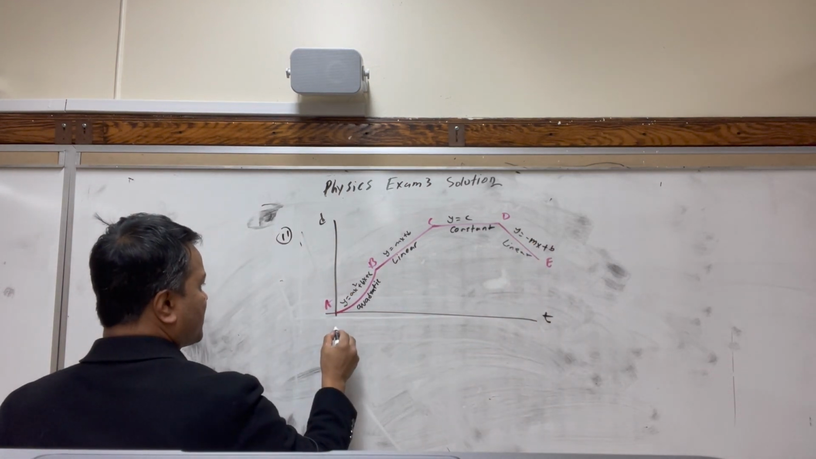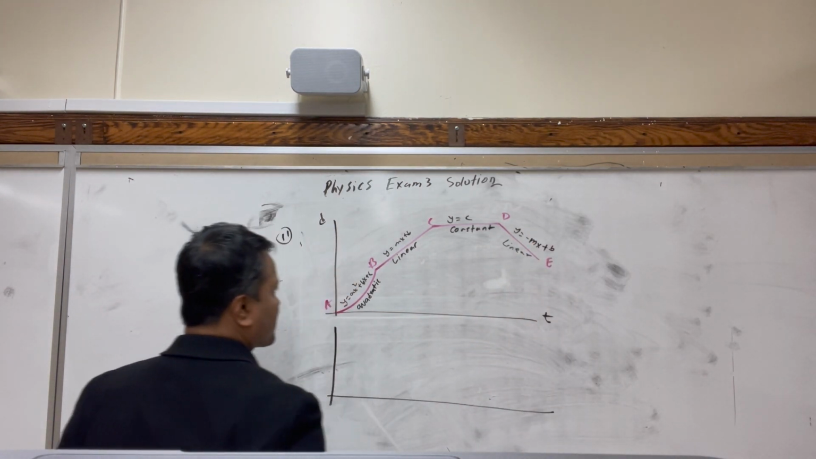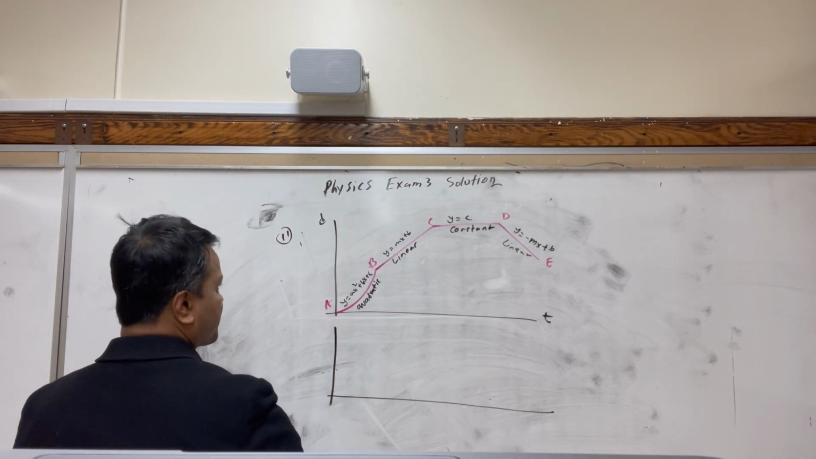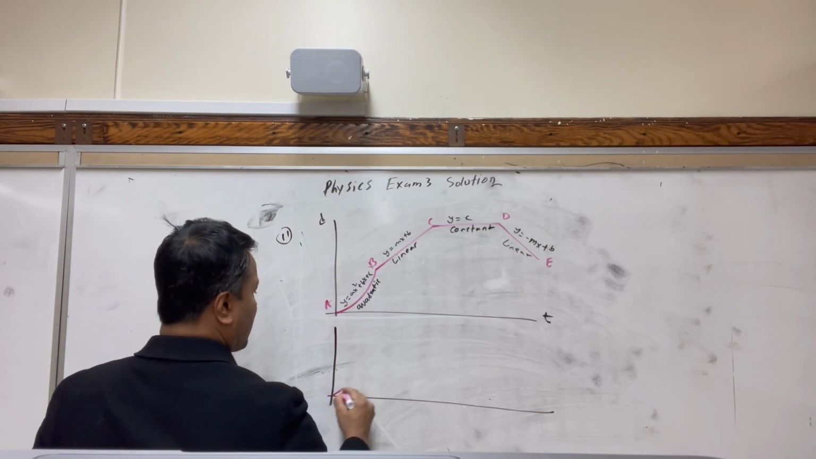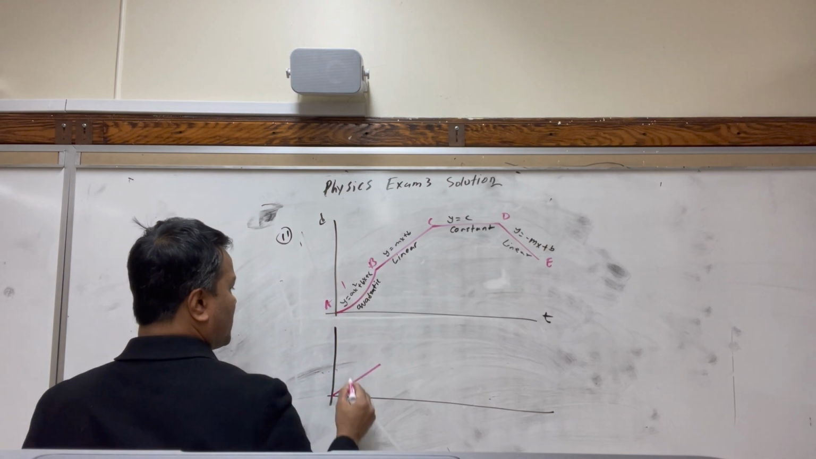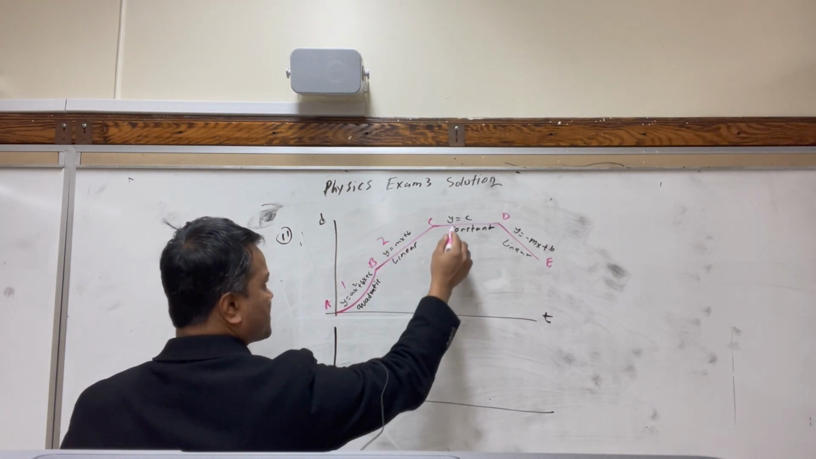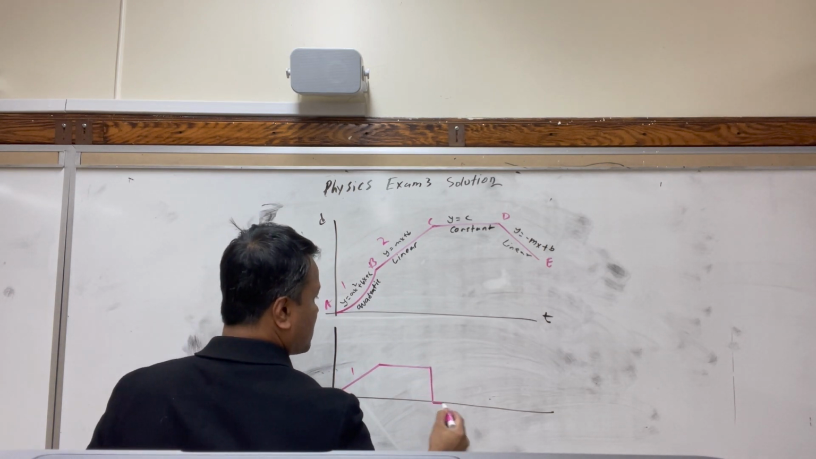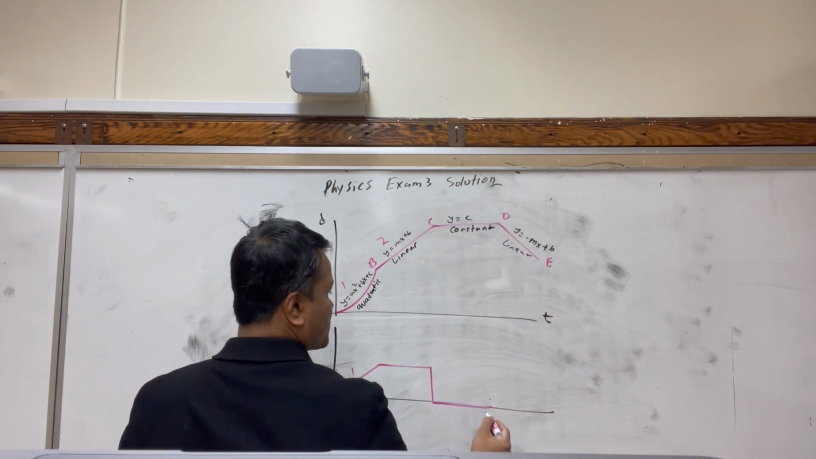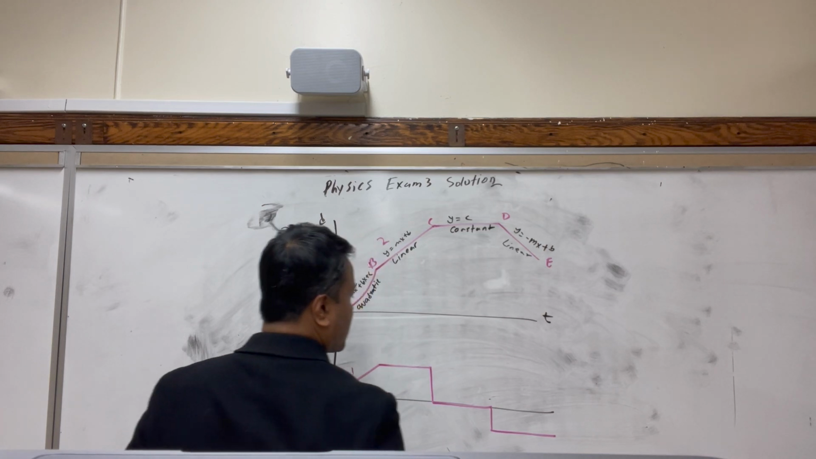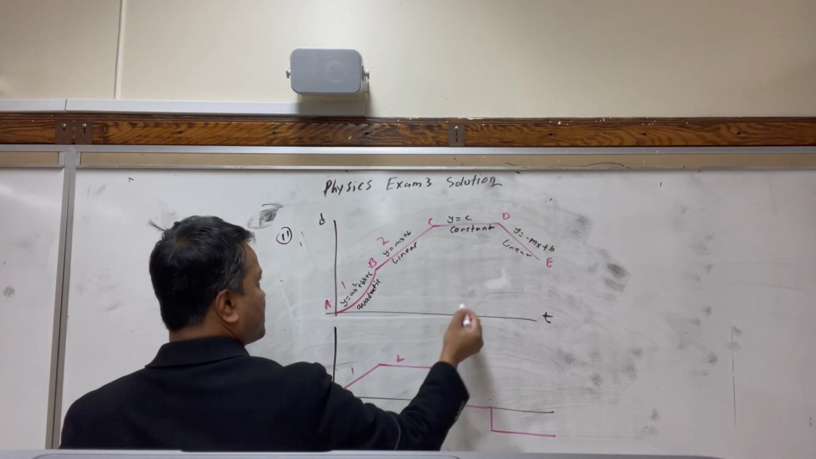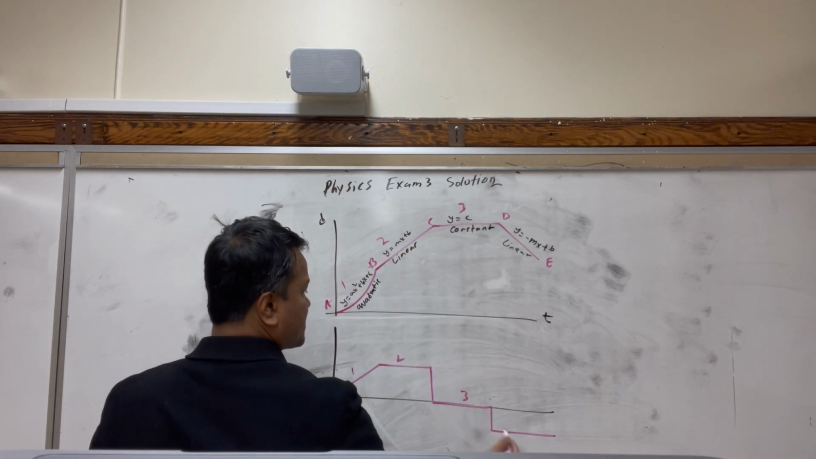So if you do the VT graph for this one, what are you going to see? You're going to see this one, of course, a diagonal line, number one. This one is of course a horizontal line, number 2. This one of course 0, and this one of course negative. So this is 2, this is 2, this is 3, this is 3, this is 4, this is 4.